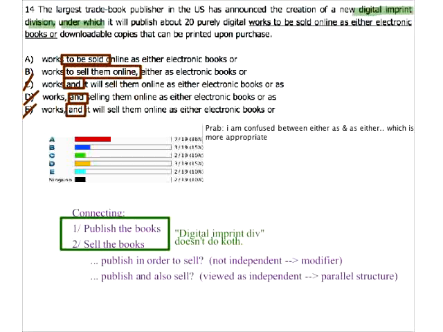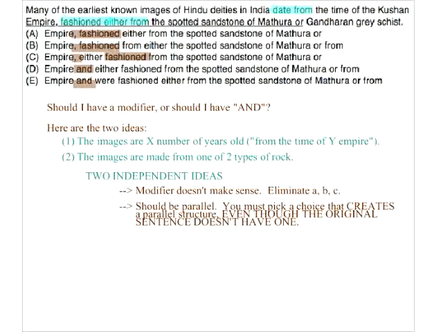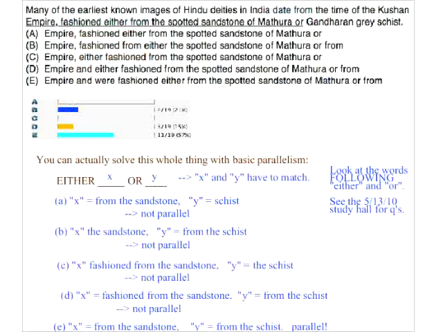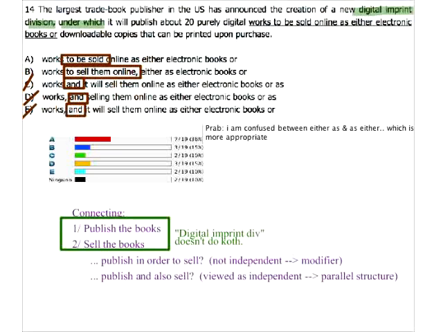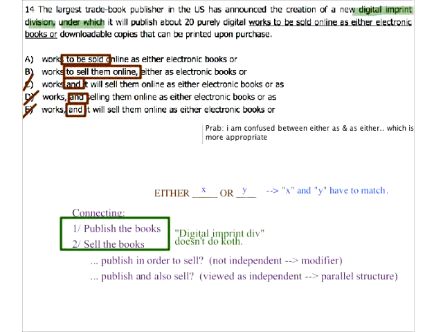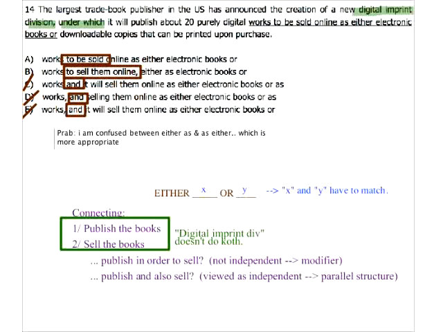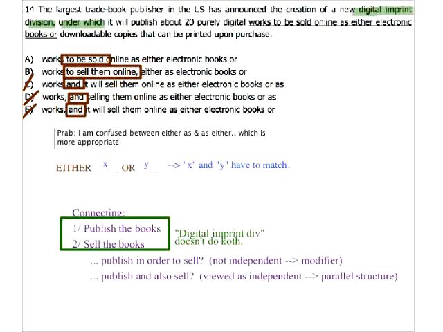Yeah, it's just either X or Y again. It's kind of like our problem here about the images in India. So it's the same sort of thing. It's just either X or Y, and X and Y have to match. So this is the same idea. Let's put that on the board right there. There's no such thing as either as. You're dividing these things up in ways that just don't make sense.